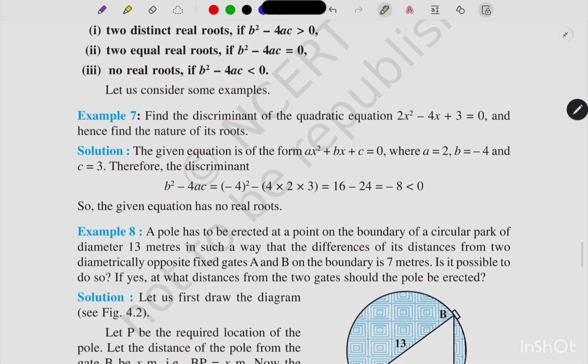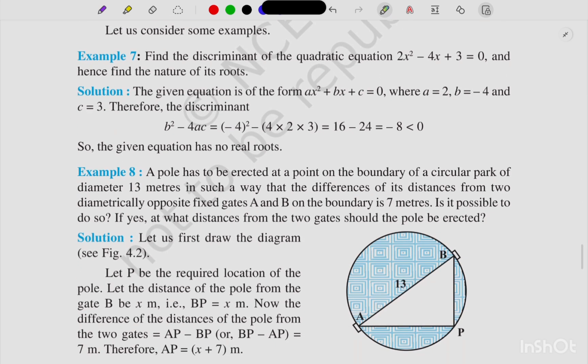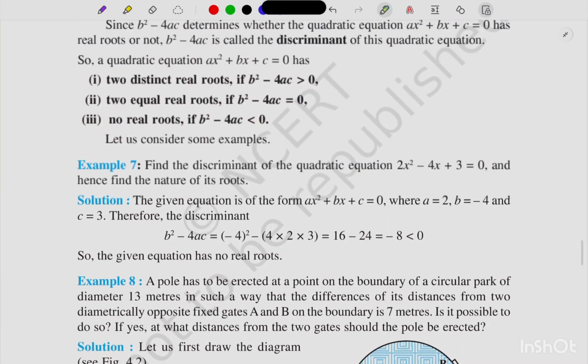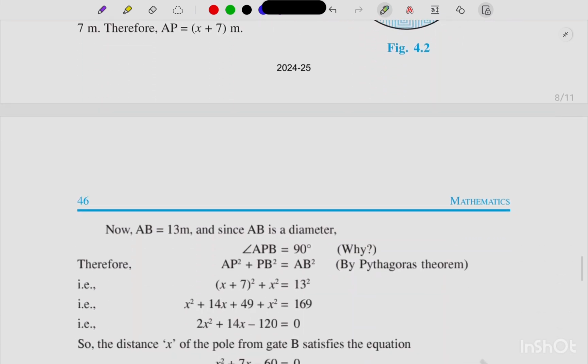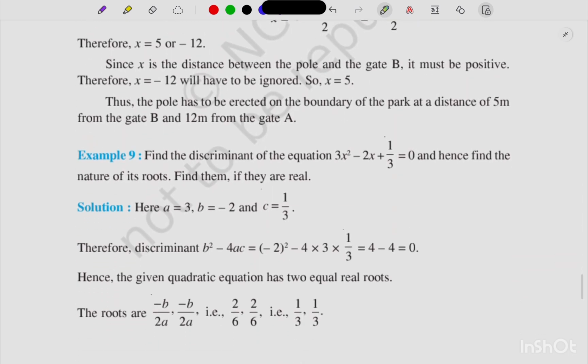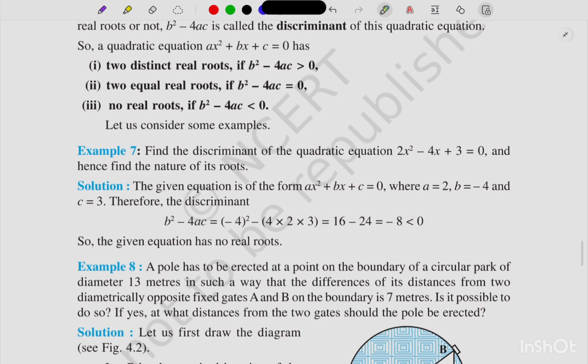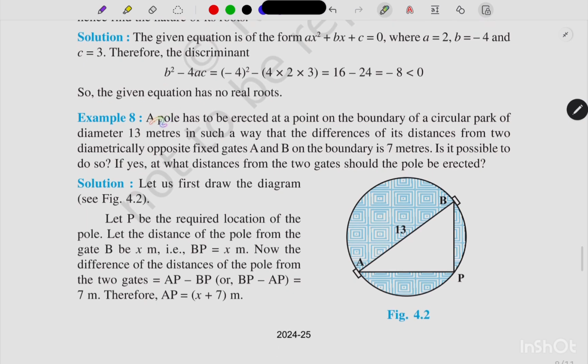So here are a few questions from what we studied till now. I'm sure that you can all answer because it's quite easy. Check these examples. Find the discriminant of the quadratic equation, this one, and hence the nature of its roots. Pause and do it.